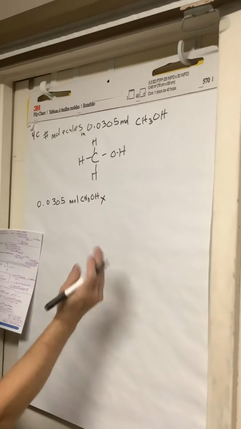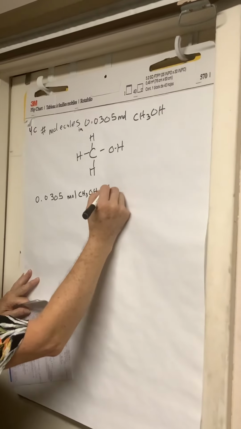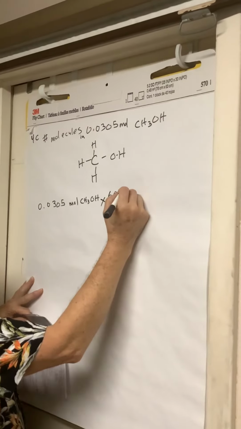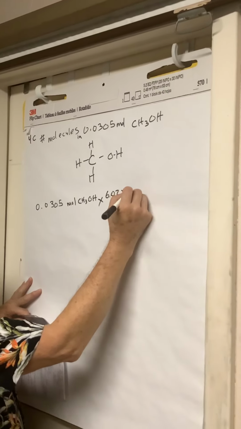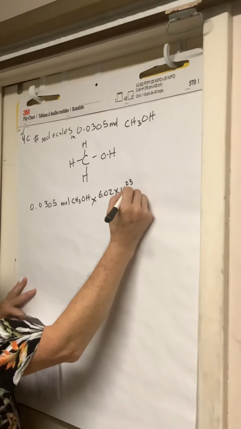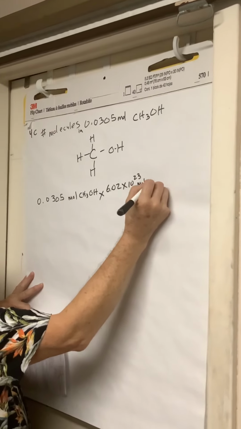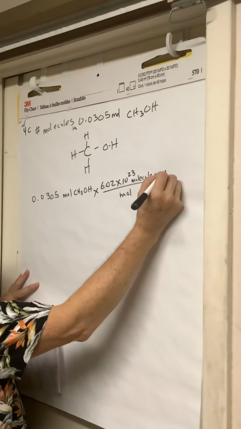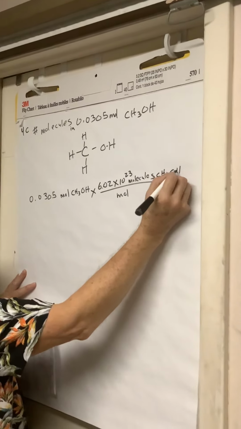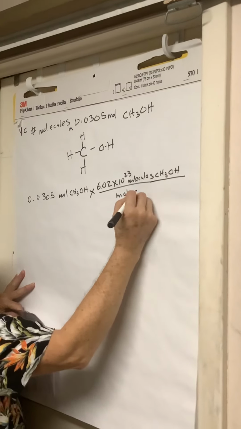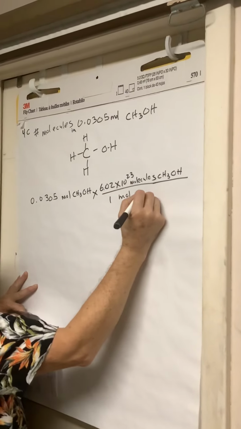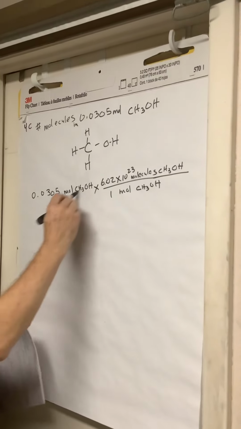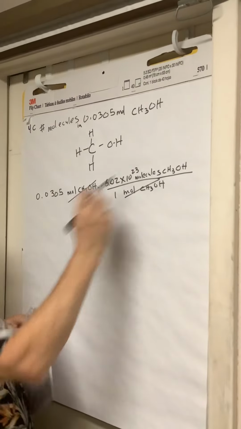And then I use my mole math. They want number of molecules. I know that there's 6.0224, however many places you want to take it out, times 10 to the 23rd molecules per mole. Molecules of methanol per 1 mole of CH3OH methanol. So my moles of methanol cancel, and I end up with molecules.